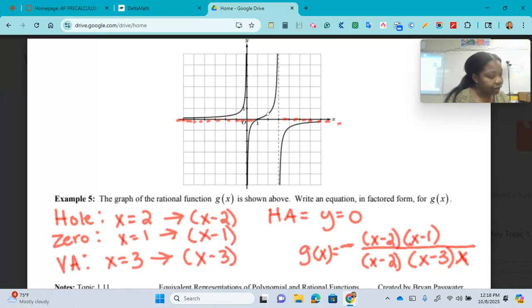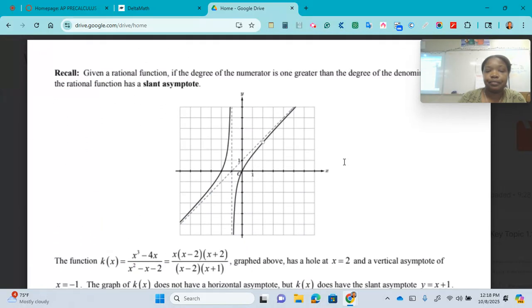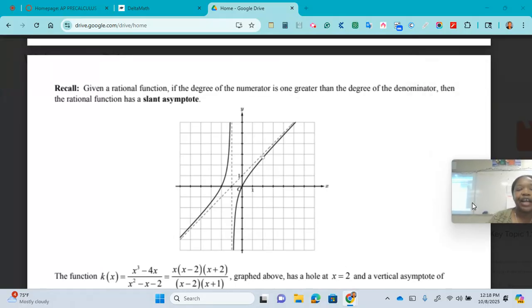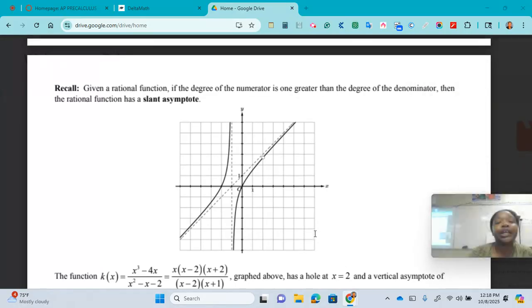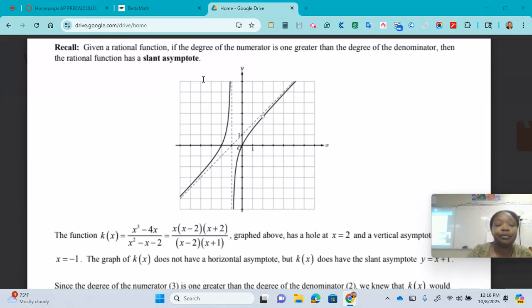Oh, that's that slant asymptote. Everyone got this? Yes? Given a rational function, if the degree of the numerator is 1 greater than the degree of the denominator, then the rational function has what type of asymptote? Slant asymptote. That's where dividing polynomials comes in.